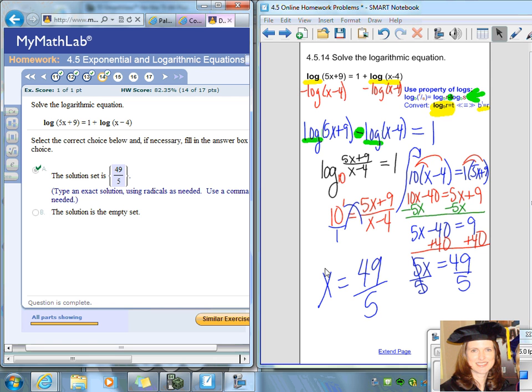Okay, so the strategy for solving this one is to subtract the log from both sides, using the properties of logs to condense it into a single logarithm. Once you get a single logarithm, you can convert to exponential form and then use some algebra to simplify.